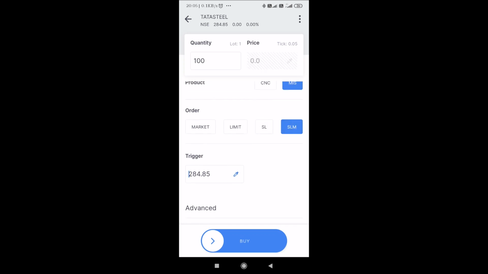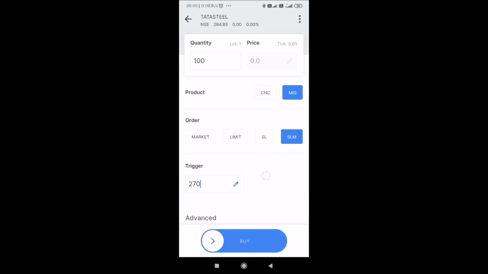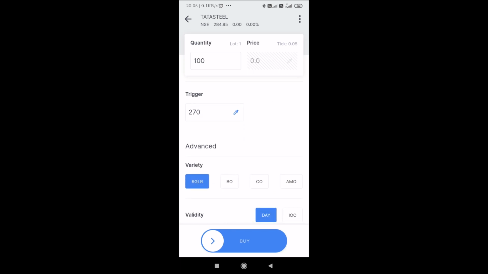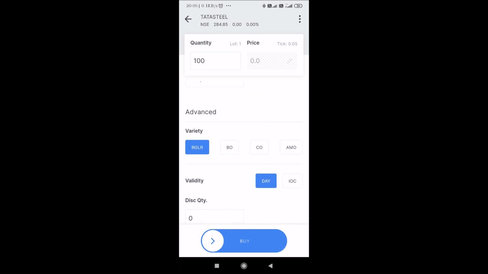On the other hand, let's try an SLM order. This is the SLM order that is around the level of 270. If Tata Steel gets a very sharp fall in the near future, my SLM order would get executed at 270. The order would be sent to NSE at 270. There might be chances that the price is trading below it, so my order will get executed, which means there is a 100% chance that I will exit the position that I am currently facing a loss in.